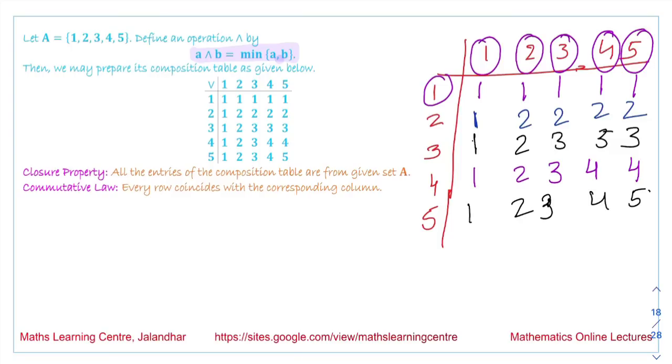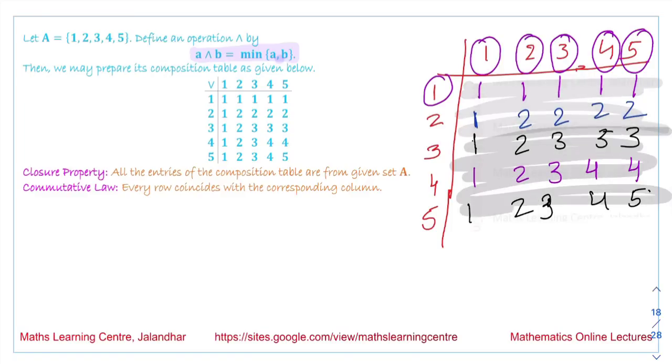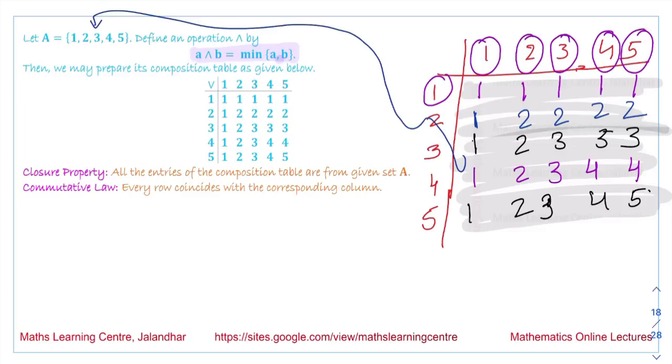Now we are talking about the closure property and the commutative law. For closure property, we can see that all these answers in this table belong to this set A. All these answers belong to this set A. So it means this operation is closed.